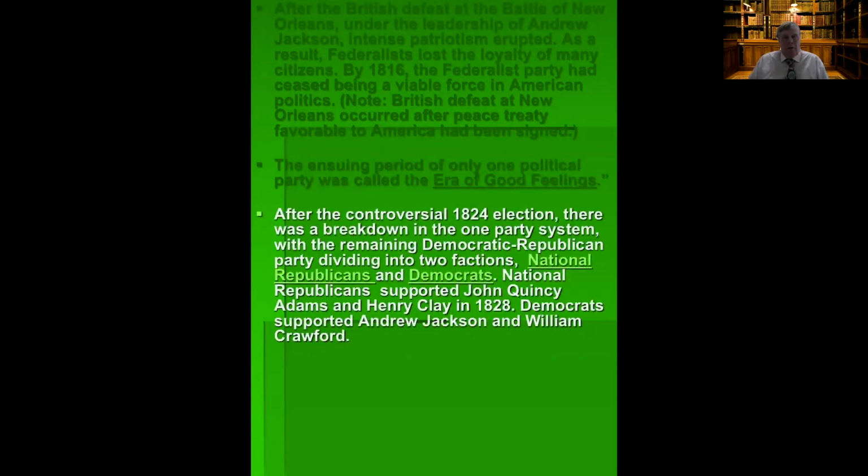After the controversial 1824 election, there was a breakdown in the one-party system, with the remaining Democratic-Republican Party dividing into two factions. These were the National Republicans after 1824 and the Jacksonian Democrats after 1824. Again, you can go to the hot links that I've supplied there for further information on these. National Republicans supported John Quincy Adams and Henry Clay in 1828. Democrats supported Andrew Jackson and William Crawford in 1828.